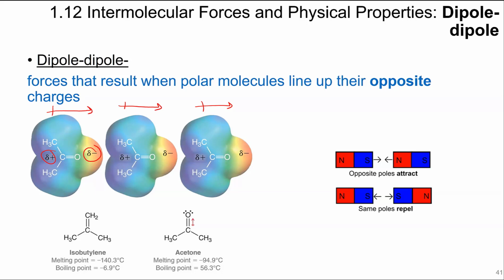So you can think of this one as like magnets. The opposite poles attract each other. The same poles will repel each other. So dipole-dipole is like the magnets. So we have large partial positive on H's that can attract partial negative on other molecules.